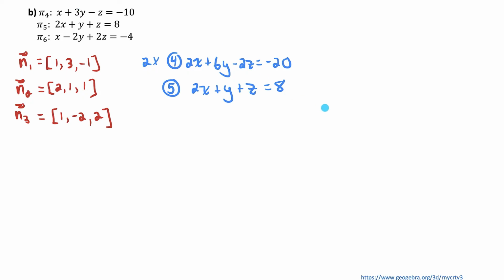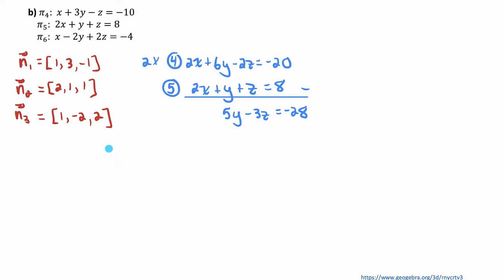And now let me subtract the equations so that I can get the x's to eliminate. The x's eliminate. 6y minus y is 5y minus 3z equals negative 28. So I have two variables left here. This tells me that planes 4 and 5 do intersect in a line.